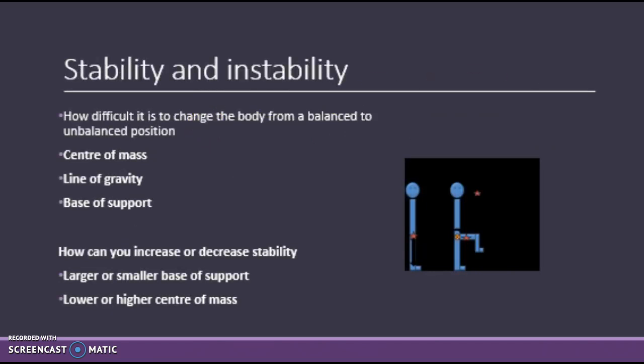Stability looks at how difficult it is to change the body from a balanced to an unbalanced position. Stability looks at the centre of mass, line of gravity, and the base of support to decide how stable an object is. A person's centre of mass shows the point where the body is balanced in every direction and is the average position of all parts of the body.